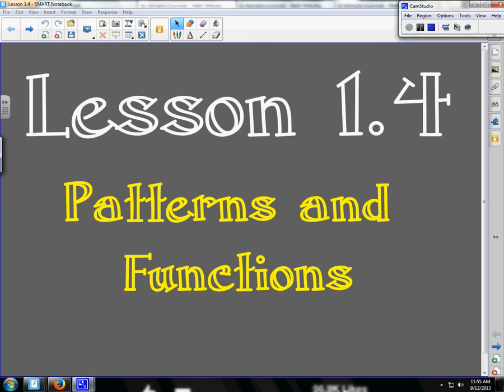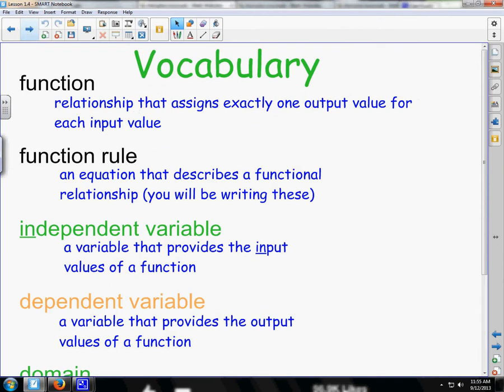Lesson 1.4 is patterns and functions. So there are quite a few vocabulary terms for this section. First, we have the word function. A function is a relationship that assigns exactly one output for each input.